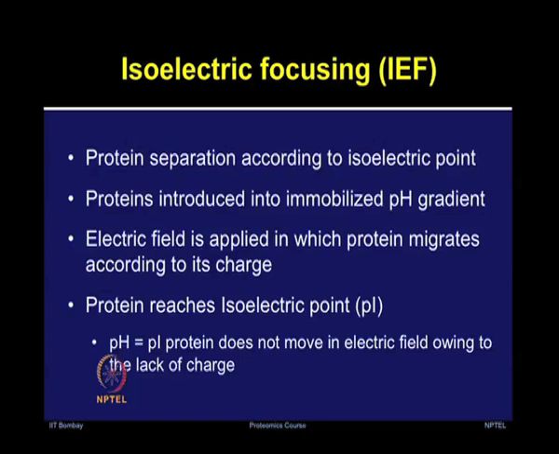When a protein reaches its isoelectric point, where the pH becomes equal to its isoelectric point, or pI, then the protein does not move in the electric field because of the lack of charge. So, when pH equals pI, the protein will not move any further.